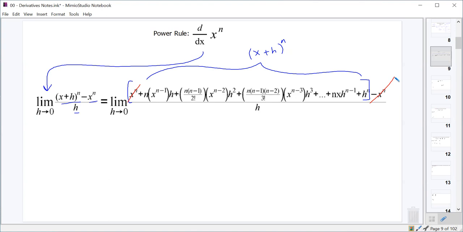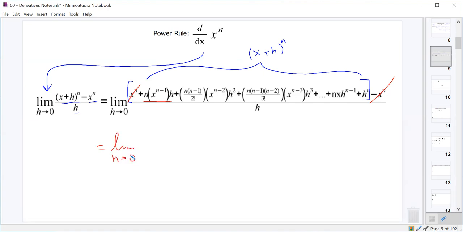And now everything that's left has an h in it. This one's got an h squared, an h to the third. They've all got h's in them all the way down the line. So we should be able to just divide term by term everything that's left after getting rid of those x to the n's by h, right? So if I divide n x to the n minus 1 by h, that should just give me n, let me try to write my limit here.